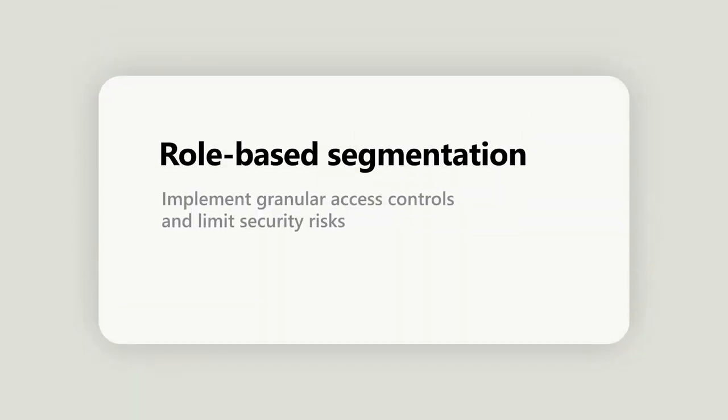You can also segment a network based on roles. By segmenting the network based on user roles, such as administrators, employees, and contractors, you can implement granular access controls and limit potential security risks. For example, you can set up a guest network for external visitors. You can then isolate this guest network from other networks in your organization to avoid potential security issues.